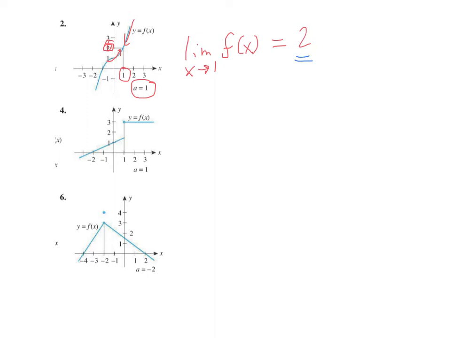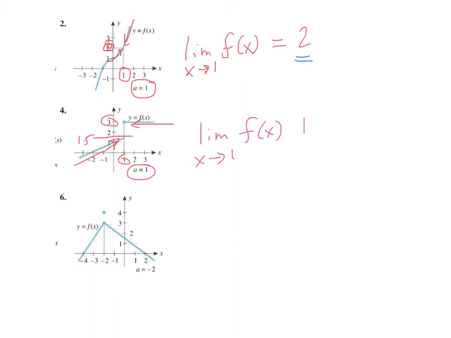Okay, let's take a look at number 4. Again, we're focusing on this a value, so we're focusing on x equals 1. As I approach x from the right-hand side toward the left, looks like I'm heading toward a y value of 3. As I approach x from the left-hand side toward the right, looks like I'm heading to a y value that's about, what, 1.5? Since those numbers are not the same, since these arrows aren't pointing to the same y value, the limit as x approaches 1 for f of x does not exist.